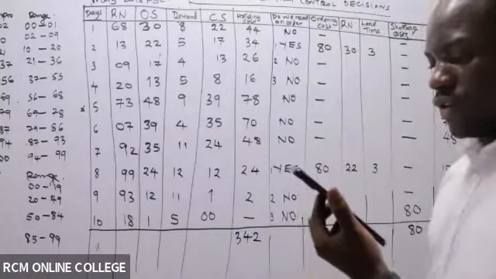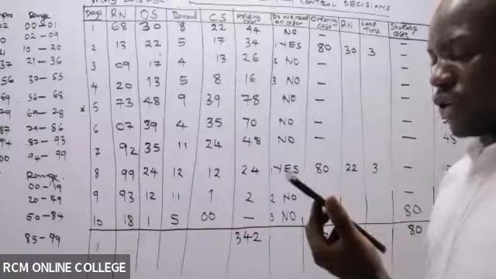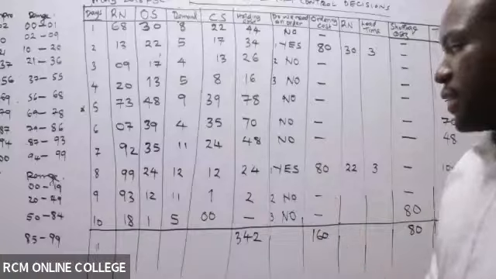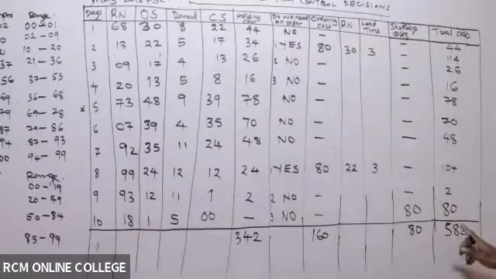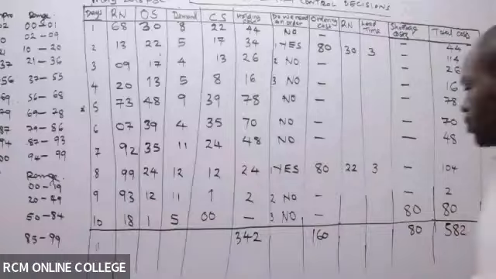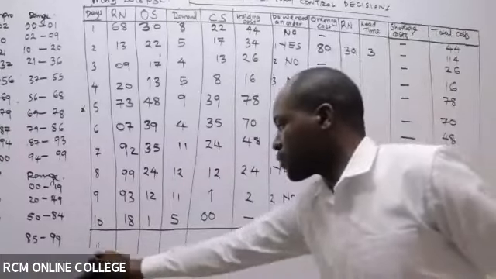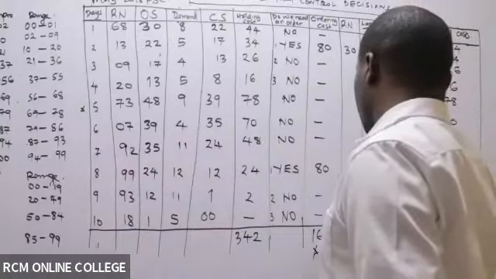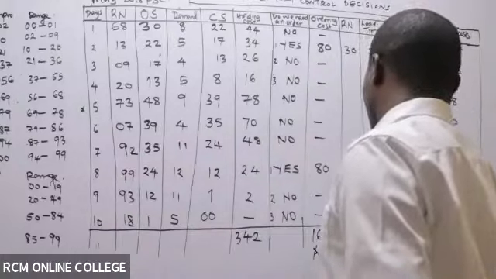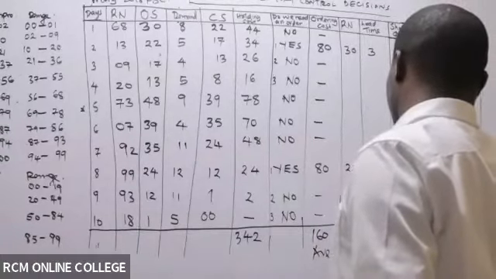So what are we required to do? Using the simulation of the above problem for 10 days, determine the average daily cost using the following random numbers. So we have 10 days and we have total cost of 582. What is the average? Average will be 582 divided by the number of days.